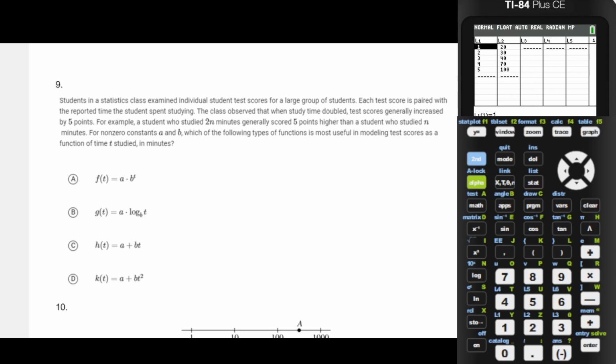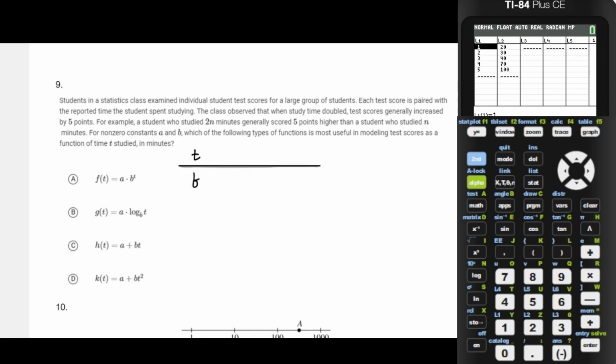All right, students in a stat class examined individual student test scores for a large group. Each test score is paired with the reported time the student spent studying. Well, I mean, that's troublesome because I know that data is not reliable. The class observed that when study time doubled, test scores generally increased by 5 points. For example, a student who studied 2n minutes generally scored 5 points higher than a student who studied n minutes. This is going to be a logarithmic situation. I mean, this is like textbook, input, output.